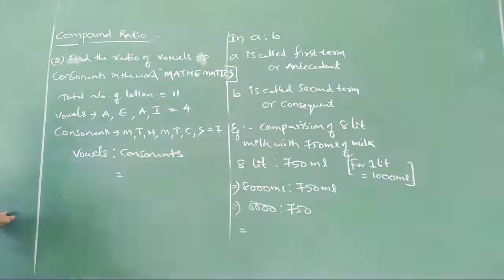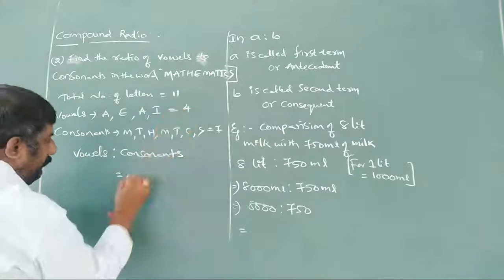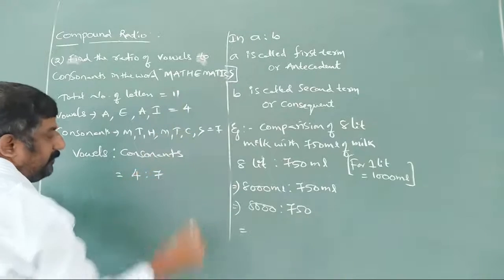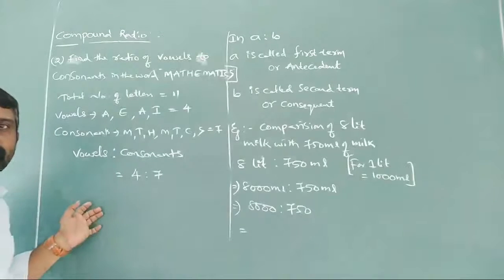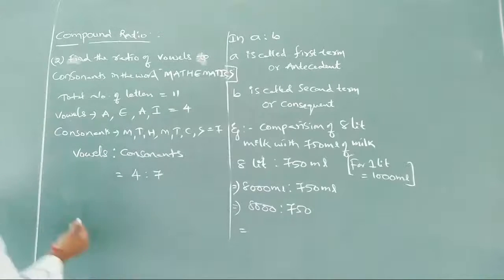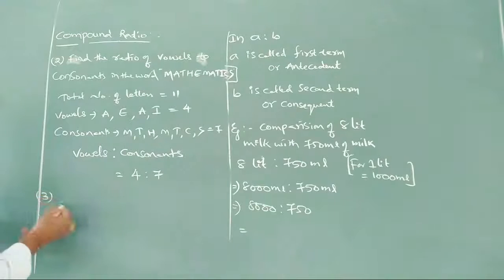Now what are you getting here? Vowels we have 4 is to 7. So like this we can find the ratio. One more problem we are taking here.